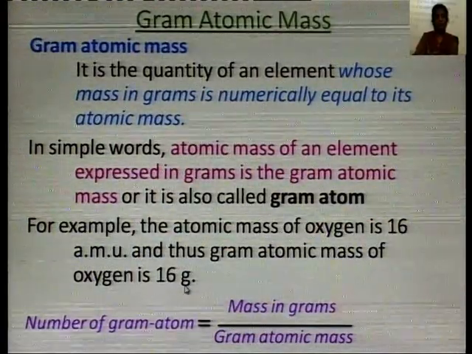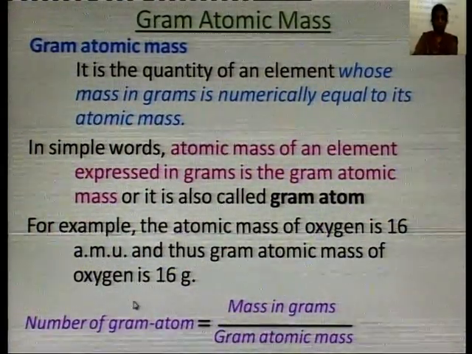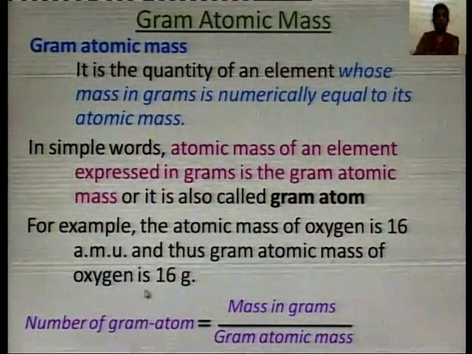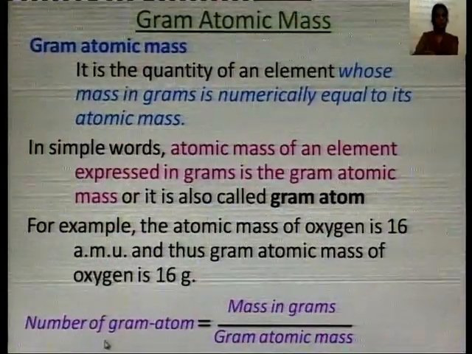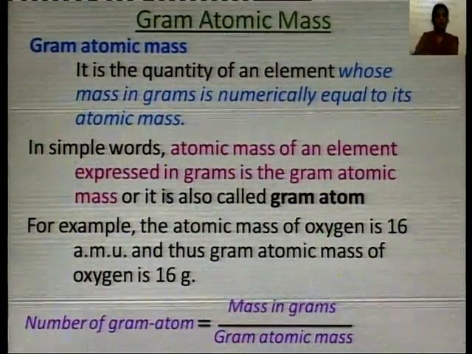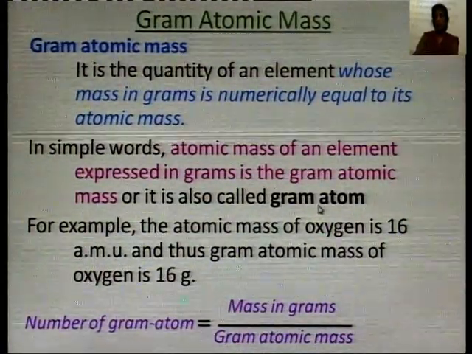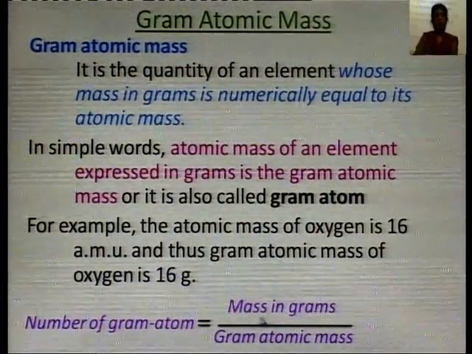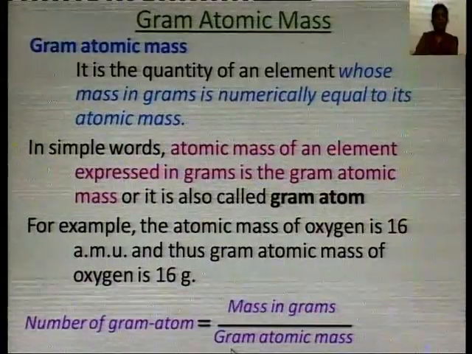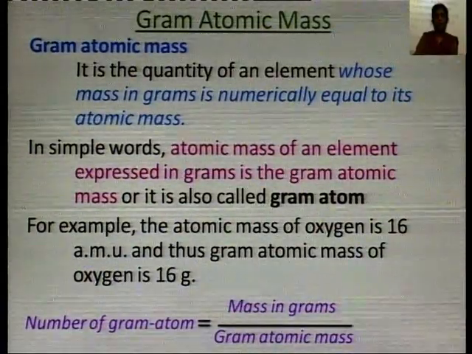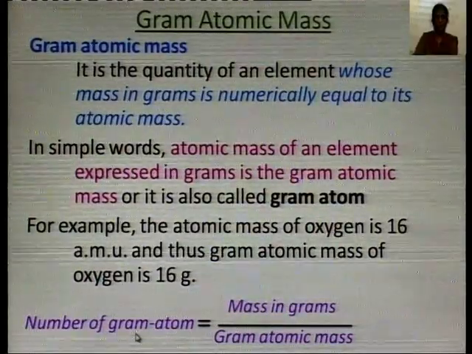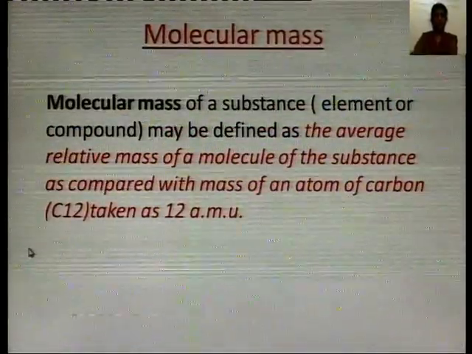Similarly, for the other atoms, whatever their masses in AMU, when they are expressed in grams, that will be their gram atomic masses. So, gram atomic mass is also called gram atom. The number of gram atoms will be equal to mass in grams divided by gram atomic mass. We will be able to calculate the number of gram atoms present in the given mass.